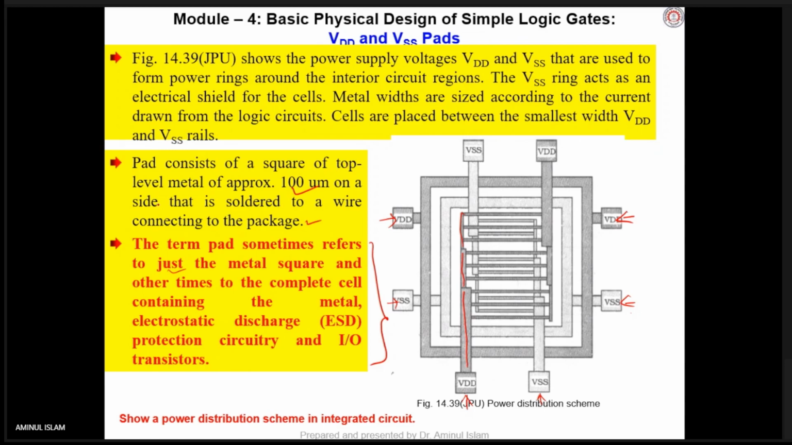A pad consists of a square of top-level metal of approximately 100 micrometers on a side and is soldered to a wire connecting to the package. The term pad sometimes refers to just the metal square and other times to the complete cell containing the metal, electrostatic discharge protection circuitry, and I/O transistors.